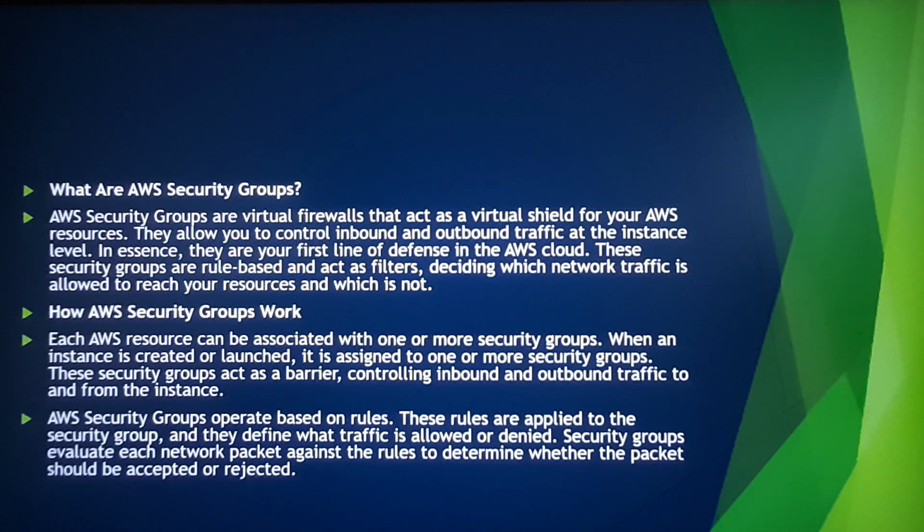How AWS security groups work. Each AWS resource can be associated with one or more security groups. When an instance is created or launched, it is assigned to one or more security groups. These security groups act as a barrier, controlling inbound and outbound traffic to and from the instance. AWS security groups operate based on rules. These rules are applied to security groups. They define what traffic is allowed or denied, and security groups evaluate each network packet against the rules to determine whether the packet should be accepted or rejected.